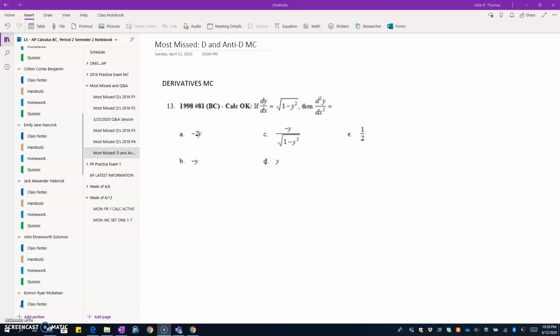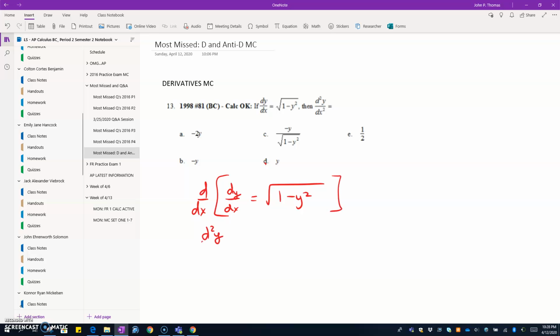All right, so number 13 was one of the most missed questions on the derivatives multiple choice set. This one asked us for a second derivative. So I'm going to go ahead and get the first derivative written down, which was given. All right, and then I'm going to take the derivative implicitly with respect to x. That should give us the second derivative.